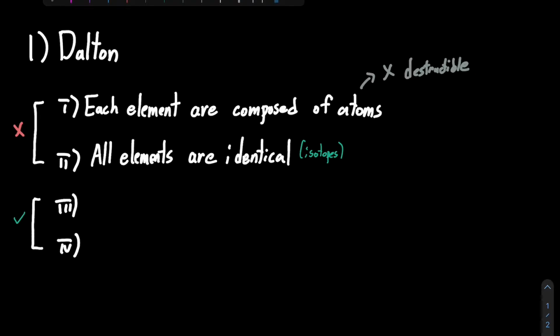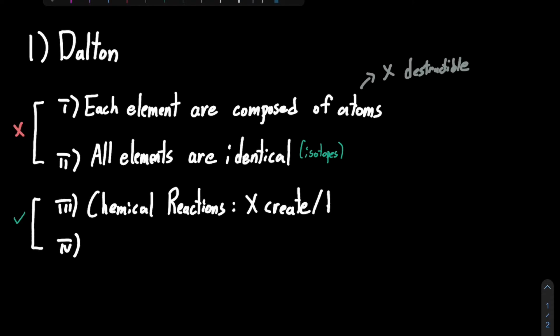Now, the last two theories are actually correct up to today. His third theory was that chemical reactions do not, in any situation, create or destroy matter or atoms. So he basically believed that chemical reactions were a mere rearrangement of atoms, which is correct. Chemical reactions do not create new atoms, or destroy previously existing atoms. They simply rearrange them into different ratios and combinations with each other.